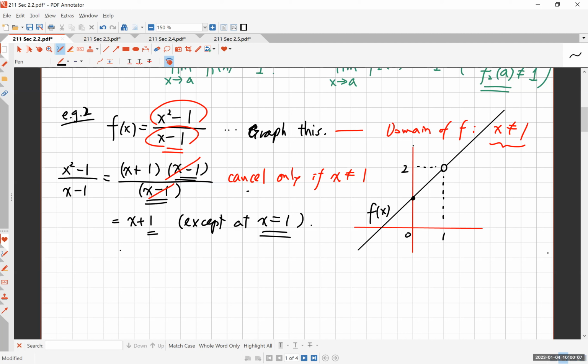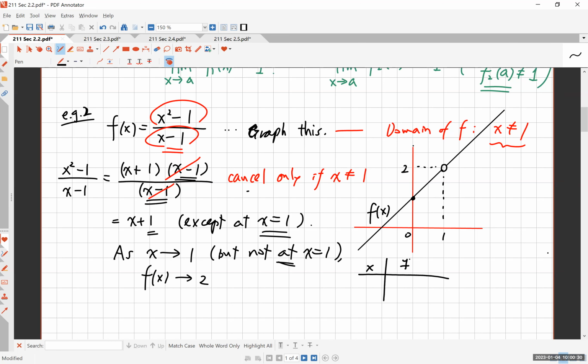Now, what happens as x approaches 1, but not at x equal to 1? F of x approaches 2, right? From both directions. Now, you could also do things like this, you know, x and f of x. All right, so we're interested in approaching 1, so you can do 0.9, 0.99, 0.999. Notice here I'm getting really, really close to 1, right?